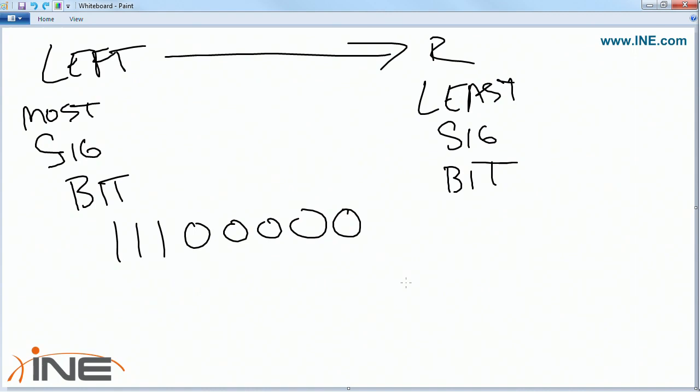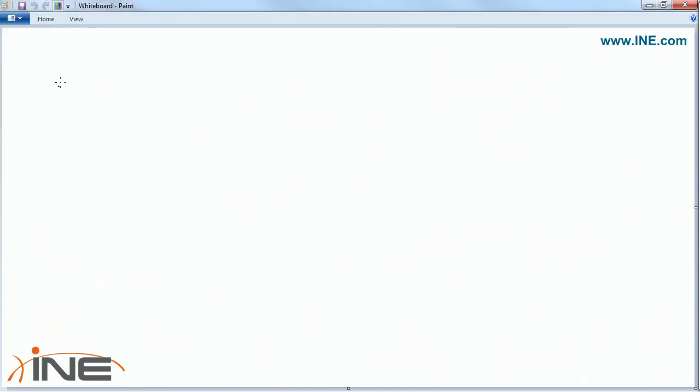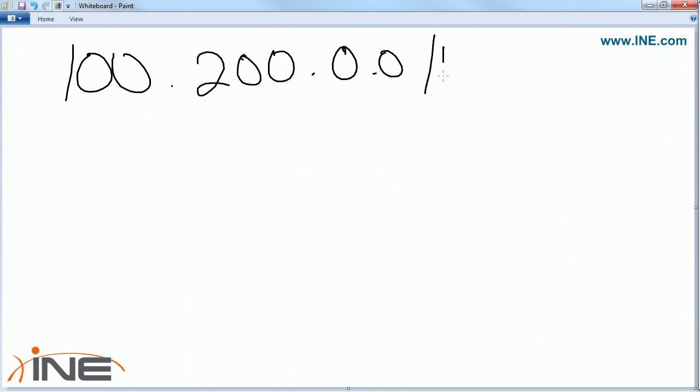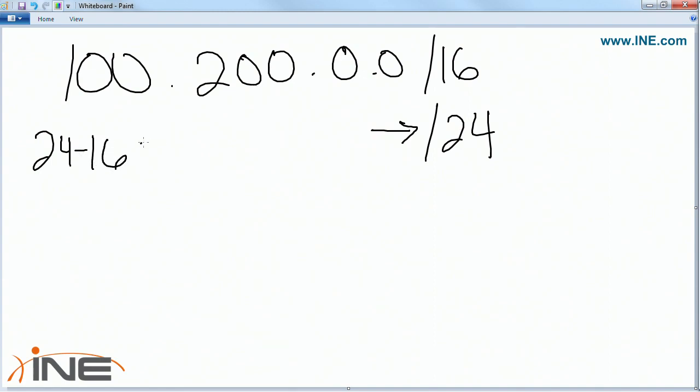But what this allows you to do is, if we took that same example where we have the 100.200.0.0/16, I could break this up into /24s. And how many /24s would I be able to get out of this? It's going to be 24 minus 16 is 8. 2 to the 8th is then the number of networks. So it's 256 possible networks, the 0 address through the 255.